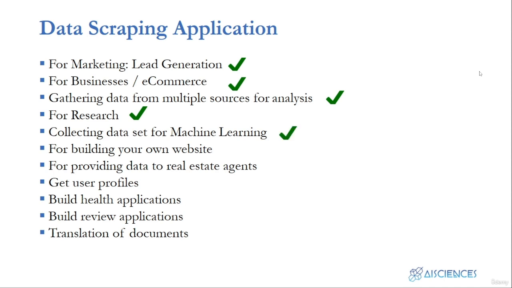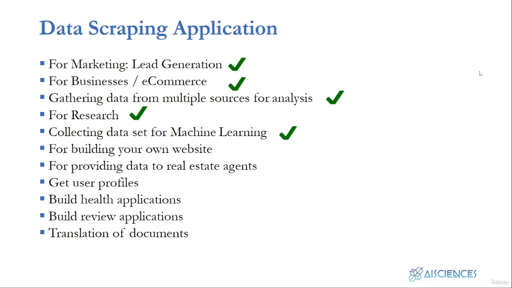The next, for building your own website. What you can do, you can scrape product details from Amazon.com, from eBay, from AliExpress, from Alibaba to show on your own website. And you can provide price comparisons, you can provide quality matching, you can even do drop shipping as well, that you can scrape products from other websites and then list them on your own website, and upon getting an order you can refer back to the website and place the order there.